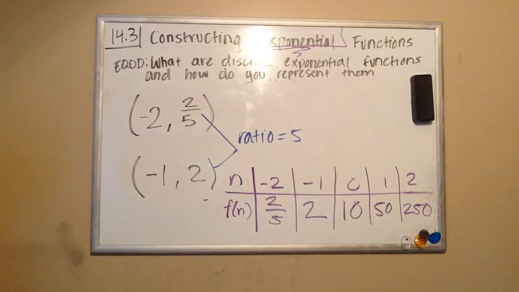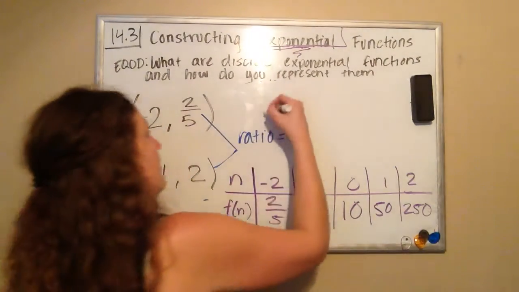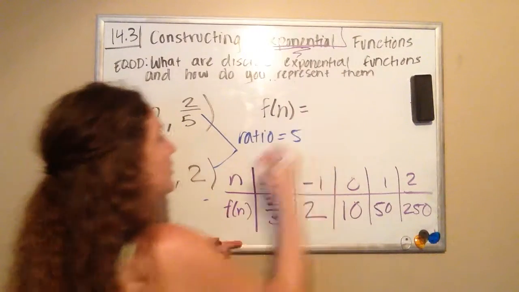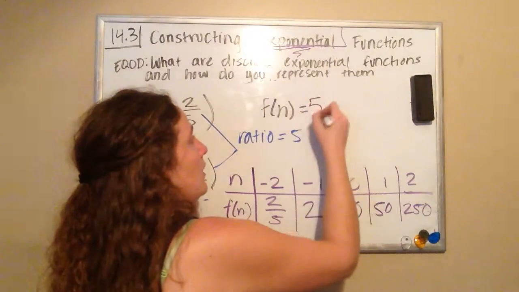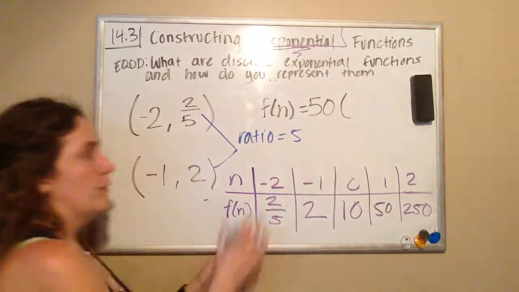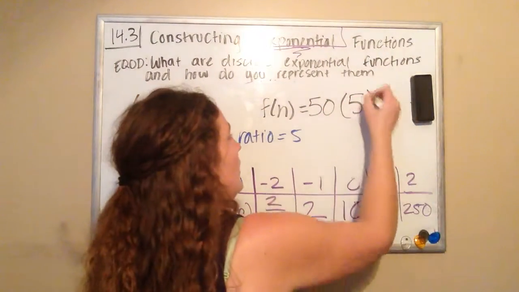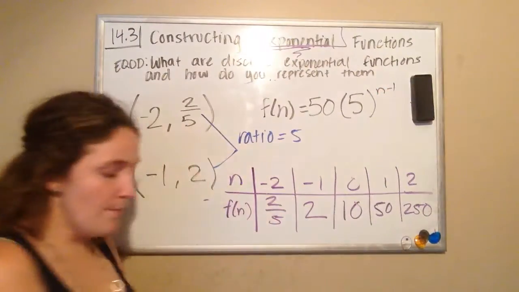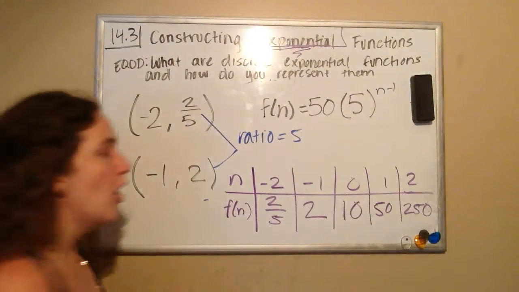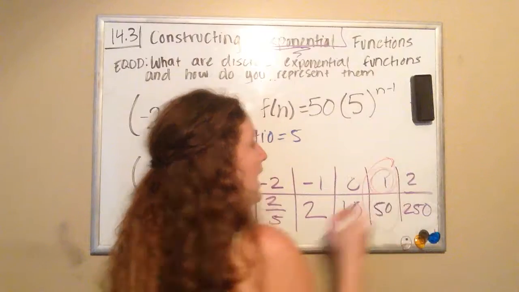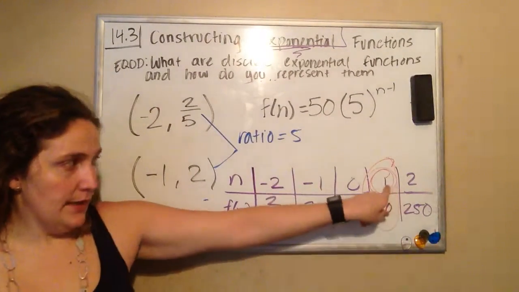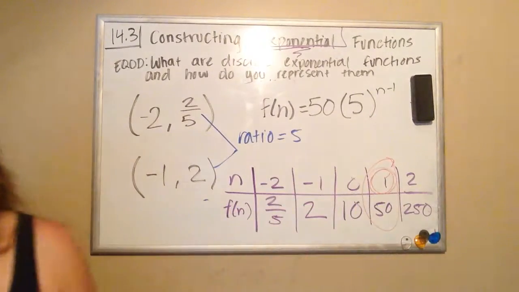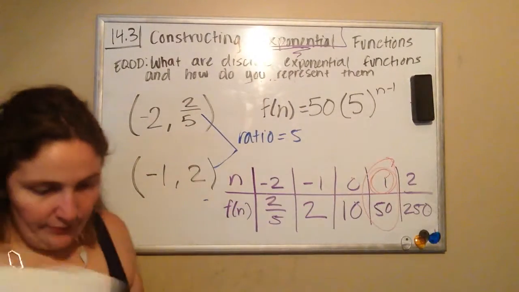So to write an equation for this, we would have f of n equals first term. Nope, first term is 50. Ratio is 5 times n minus 1. Remember, the first term is always when your x is 1. That's your first term of your sequence. Always when x is 1 or your input is 1. Okay? Alright, you have one last one for you guys to do.